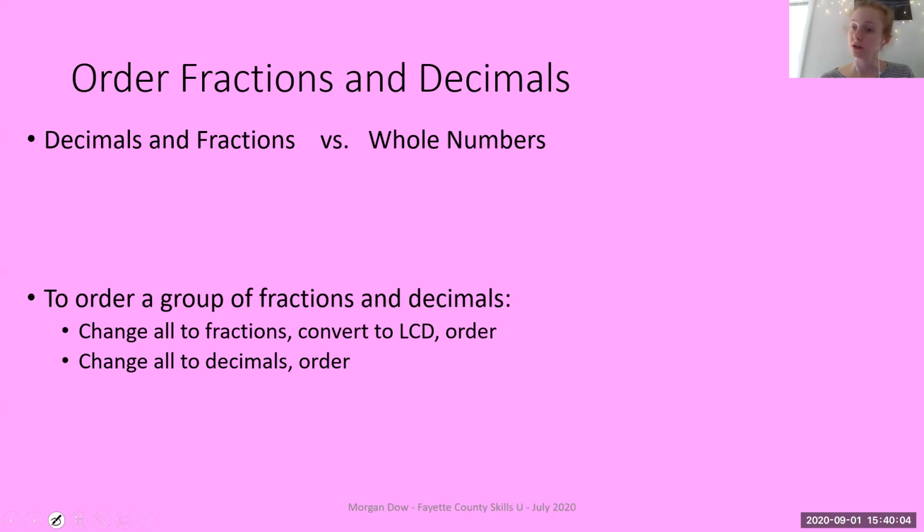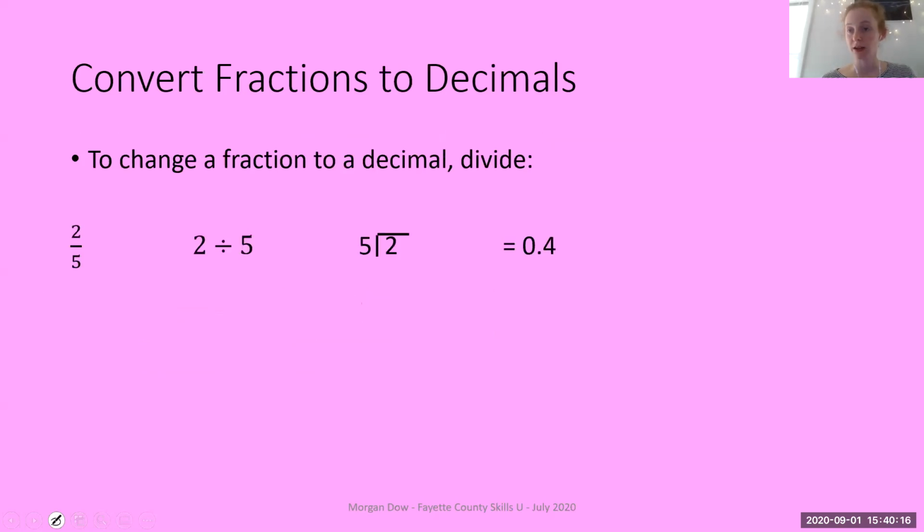The second way you could do it is you could change everything into decimals. So you could just take all your numbers, make sure they're all decimals, and then order the decimal numbers. So what we're going to do today is get some practice with that second strategy. We're going to get practice with changing things to decimals and then putting all those decimal numbers in order.